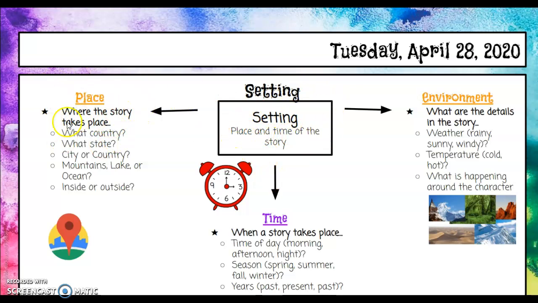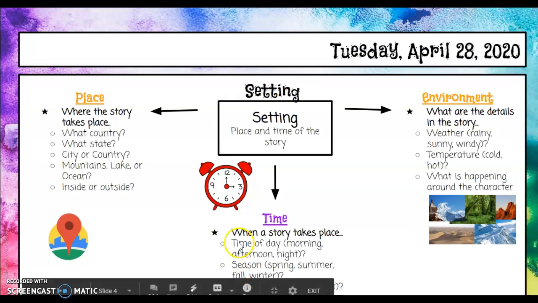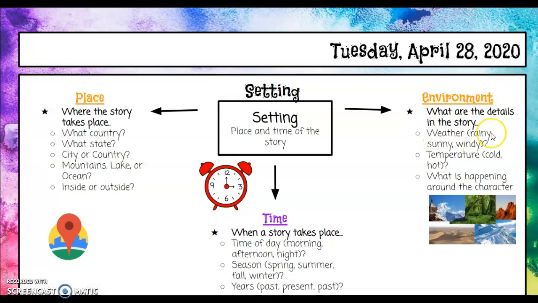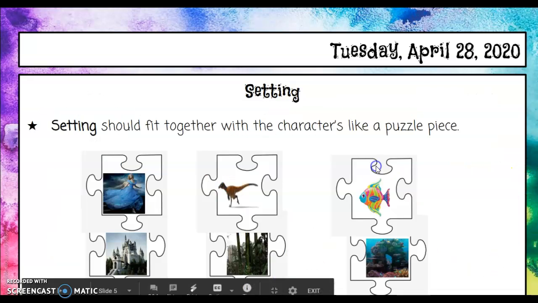Place, where the story takes place, what country, state, city or county, mountains, lakes, ocean, inside or outside, the time of day, morning, night, afternoon, the season, environment. What are the details in the story? The weather, is it rainy, sunny, windy? The temperature, what is happening around the character?